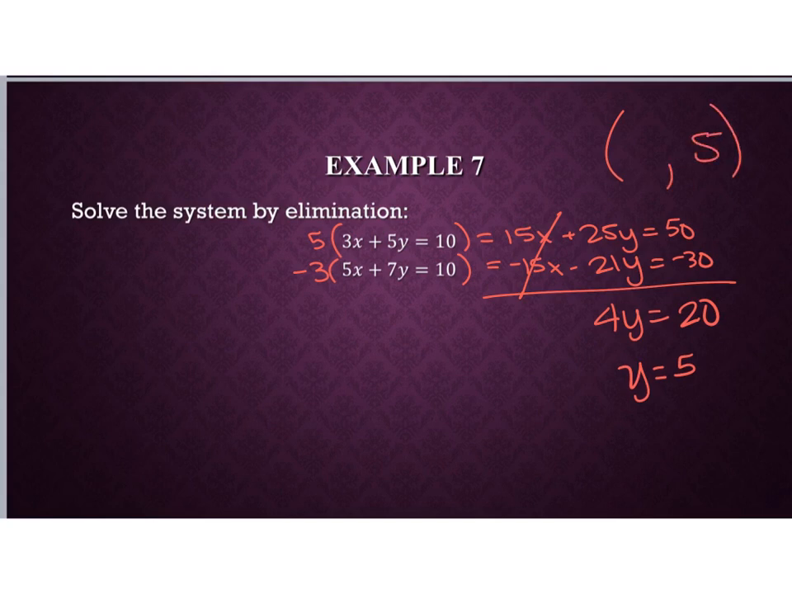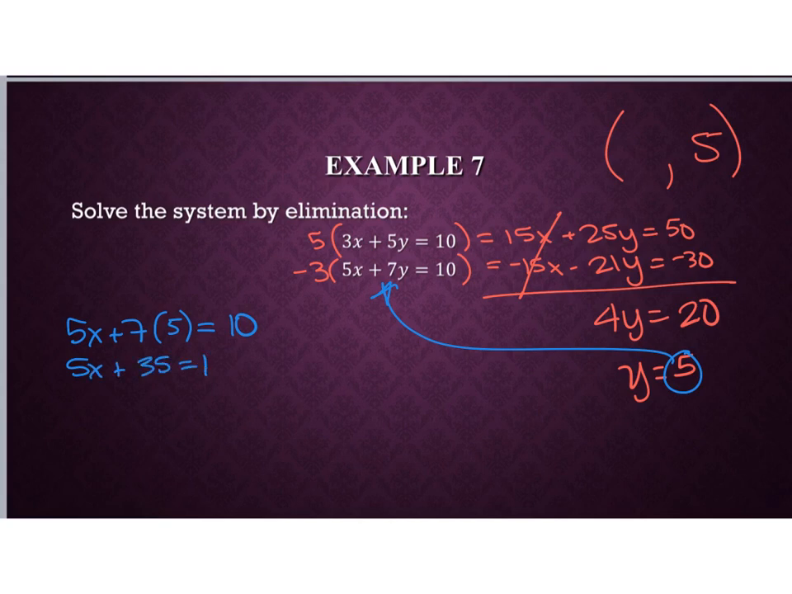Okay, now we're going to take that y value and plug it into one of our equations. So we'll just go ahead and do it here. And I have 5x plus 7 times 5 equals 10. This gives me 5x plus 35 equals 10. And then I'm going to subtract 35 from both sides. So this will give me 5x equals negative 25, or x equals negative 5. So my coordinate point is negative 5, 5.